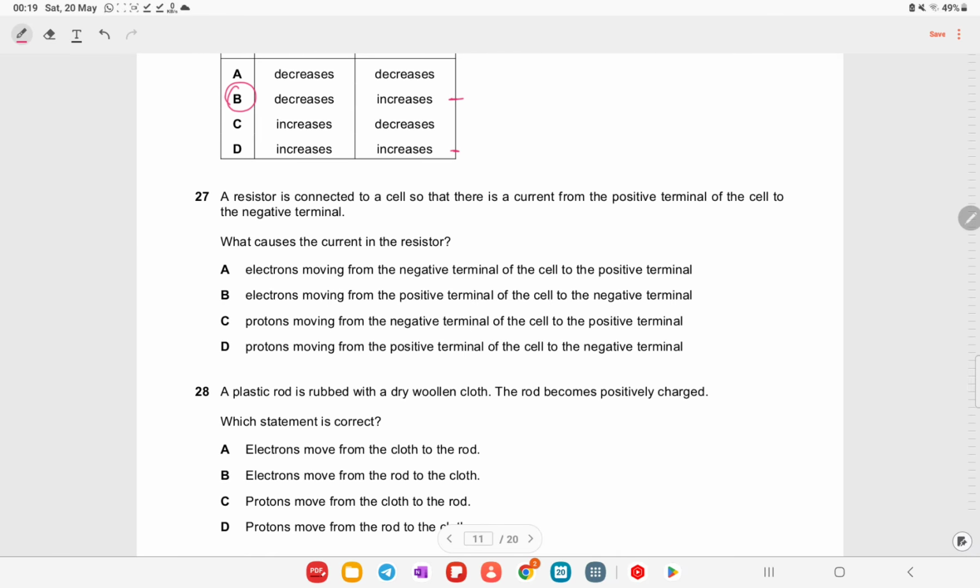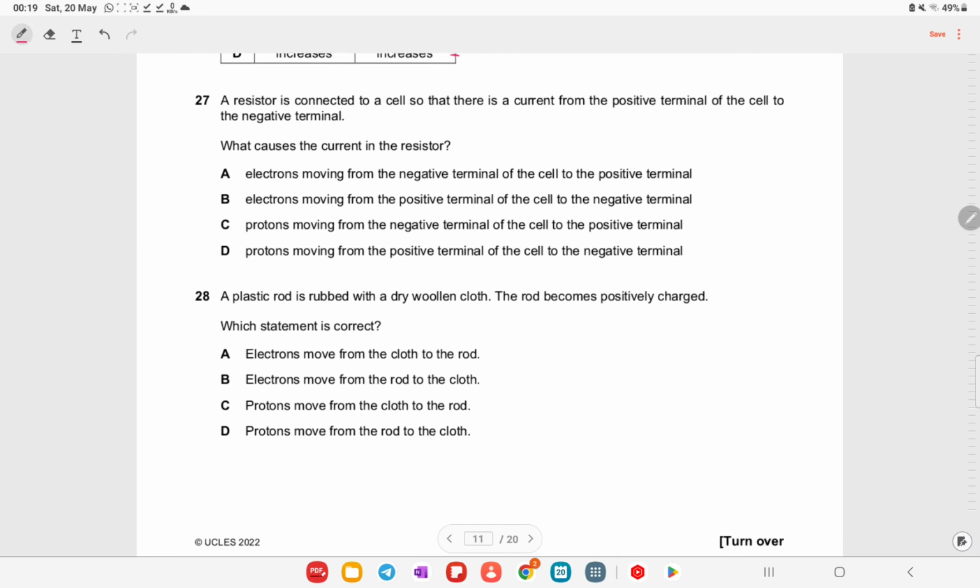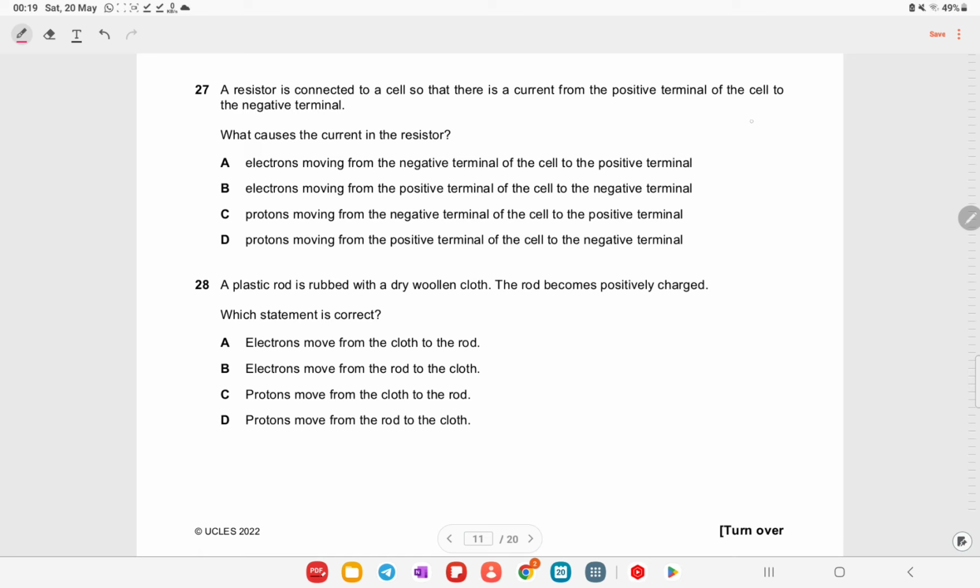A resistor is connected to a cell so that there is a current from the positive terminal of the cell to the negative. What causes the current in the resistor? Electrons moving from the negative terminal of the cell to the positive terminal. Yes, that can be a reason. Electrons moving from the positive terminal, so electrons cannot move from the positive terminal, so this is wrong.